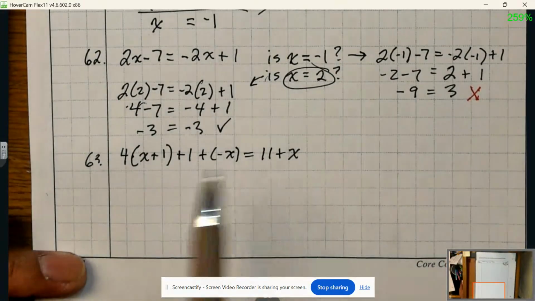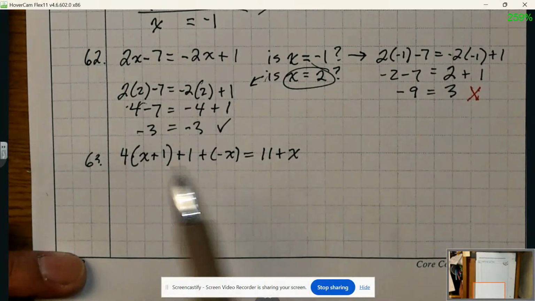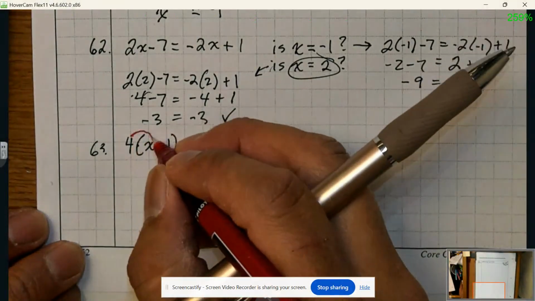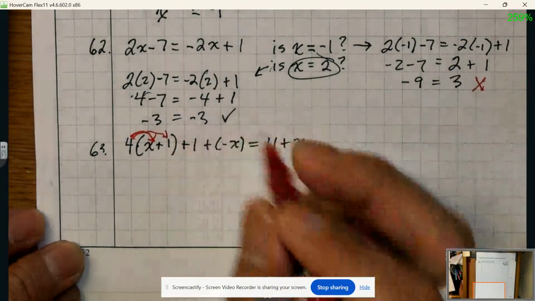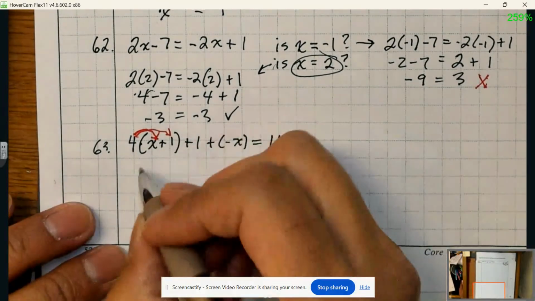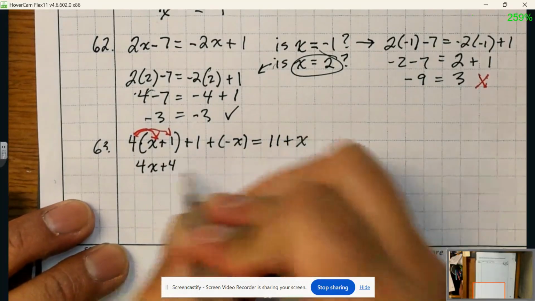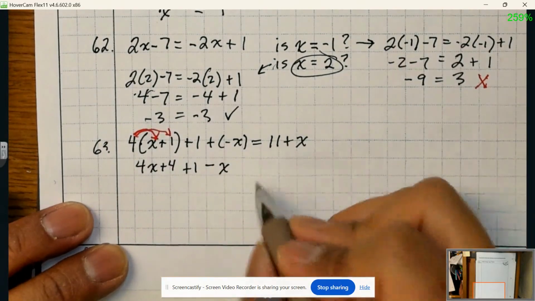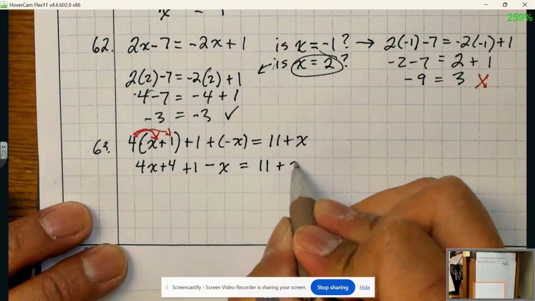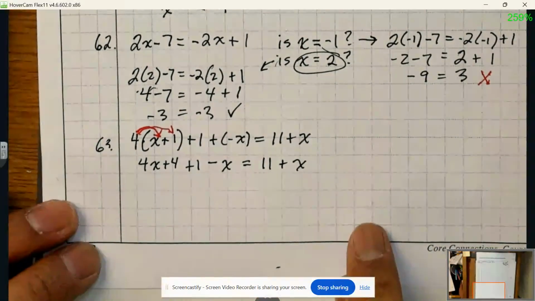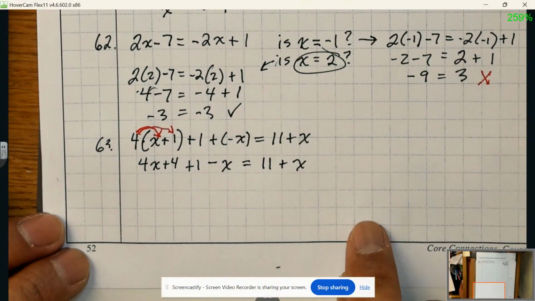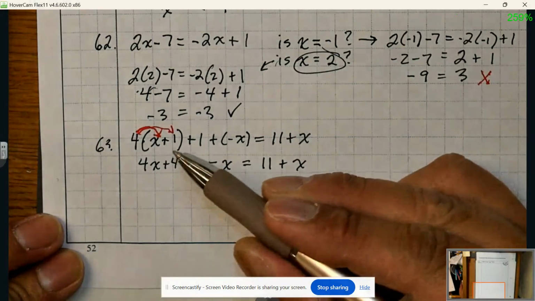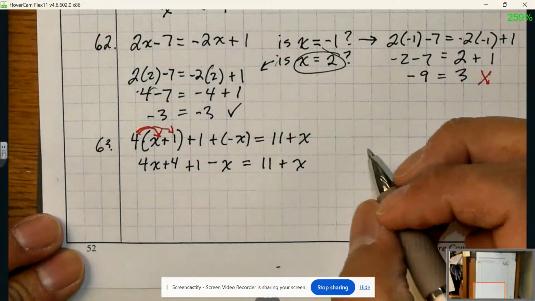Now, first of all, we're not going to draw the tiles this time, but we know that since we have a number outside of parentheses with an operation inside, that we distribute. So that gives us 4x plus 4 plus 1, and let's go ahead and shorten this and call this minus x equals 11 plus x. Okay, now if you remember our steps, once we have the original expression, this is now our original expression because we distributed, we can now combine our like terms.